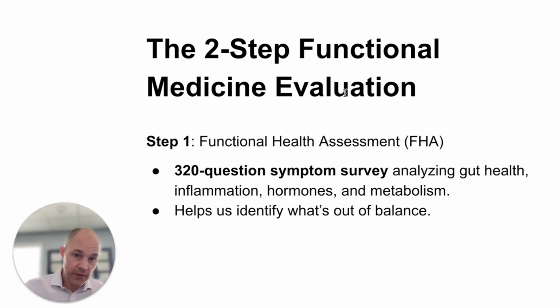So putting that on hold, now going into what we would do as an initial two-step functional medicine evaluation, first we're going to identify subjective response. So we use a functional health assessment. This is about a 320-question symptom survey analyzing gut health, inflammation, hormones, metabolism, and it helps us identify exactly what's out of balance. So a particular patient in this situation would fill out this survey, and it's a subjective survey, so they're just measuring their responses to certain questions that are being asked.